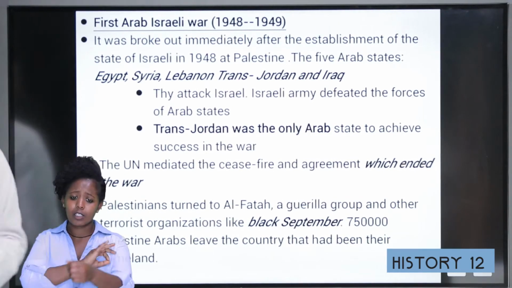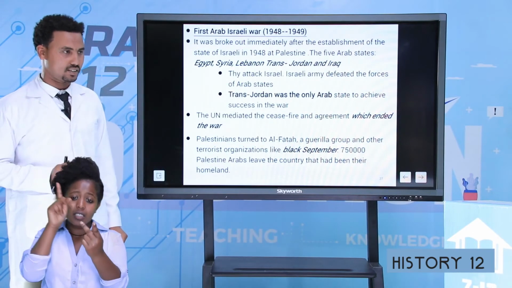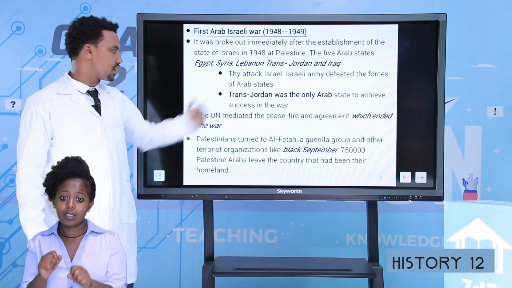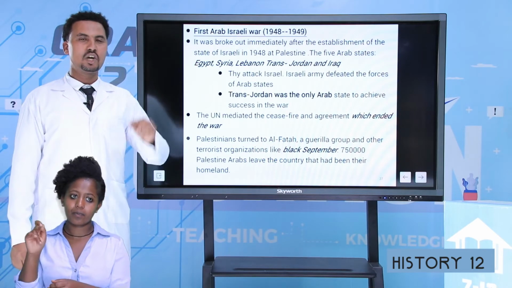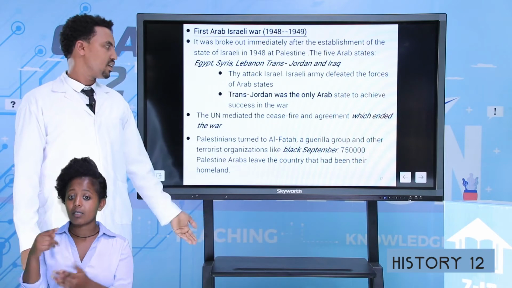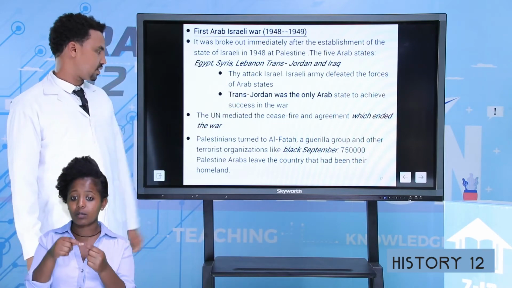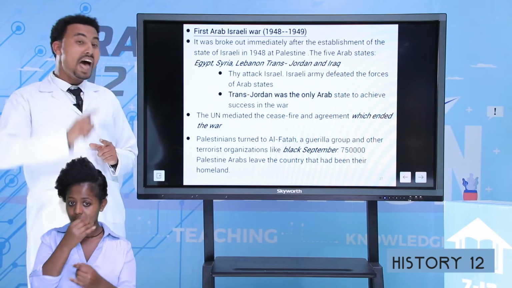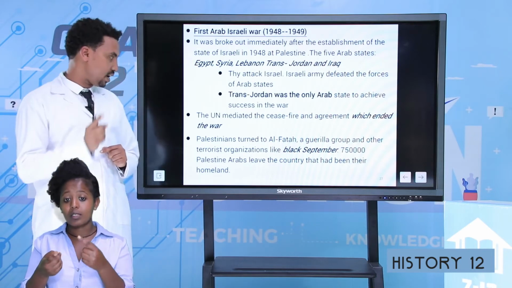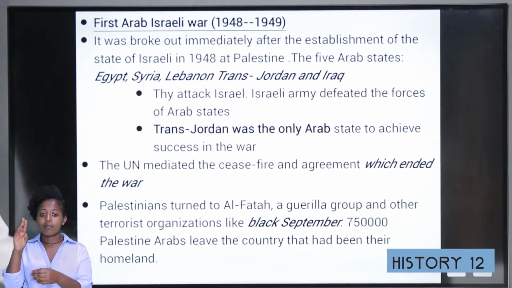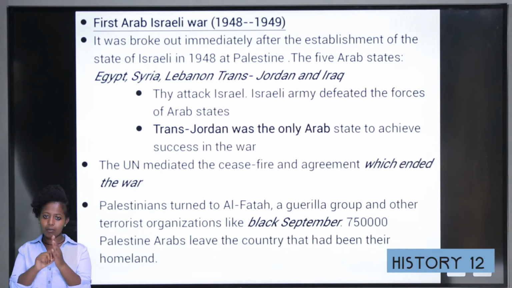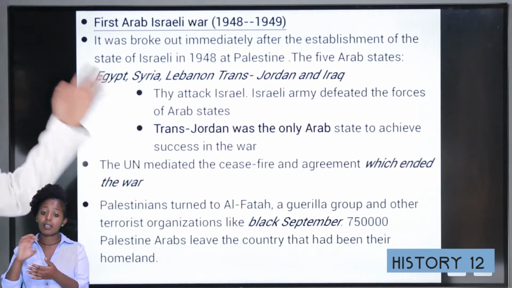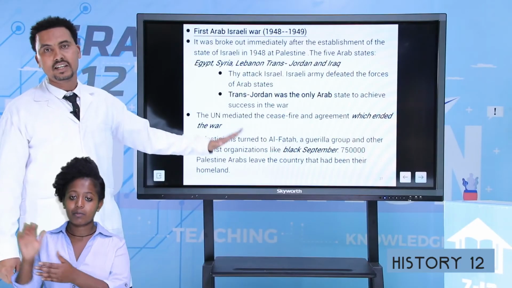In the war, Israel defeated the forces of the Arabs, the only successful Arab state. Mind you, student, the only successful Arab state was Transjordan. Finally, the UN mediated a ceasefire and agreement which ended the war. After the end of the first Arab-Israel war, the Fatah guerrilla group, the Black September, was organized. In the war, 750,000 Palestinian Arabs left the country that had been their homeland.